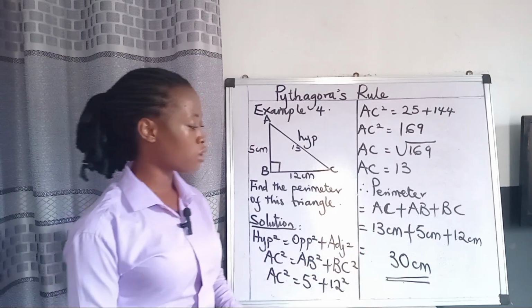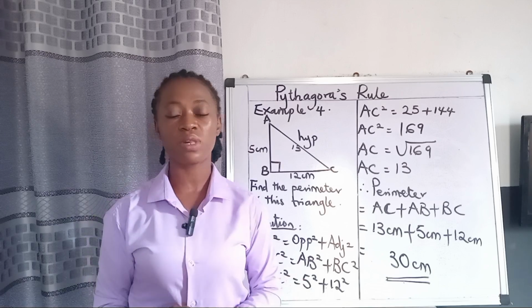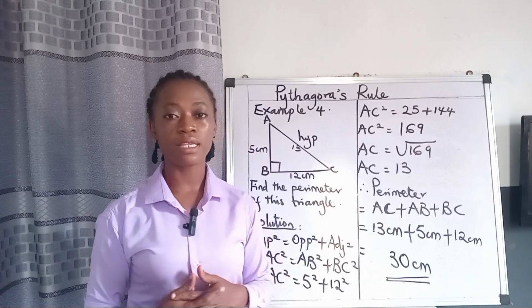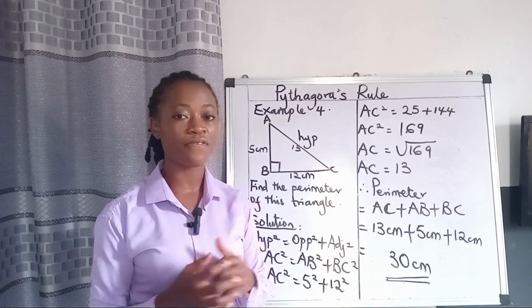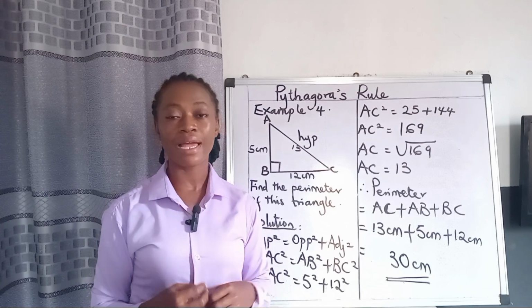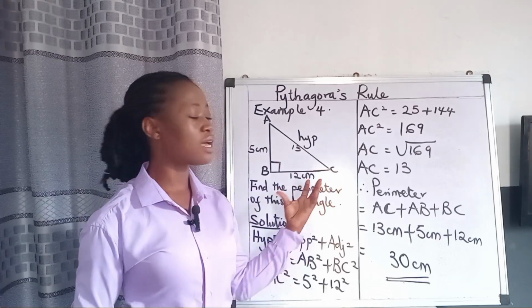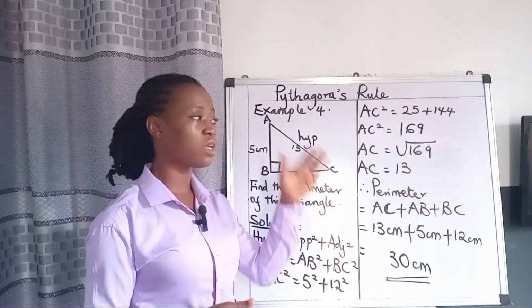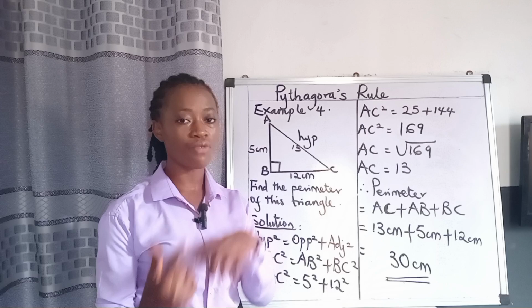Hope it's clear. Okay guys, we have come to the end of today's lesson. In this lesson, we learned about Pythagoras rule. It is a theorem that is used to find any of the missing sides of a right angled triangle. And like I said, a right angled triangle has three sides. We have the longest side, which is the hypotenuse, and it's the side that is facing the right angle.